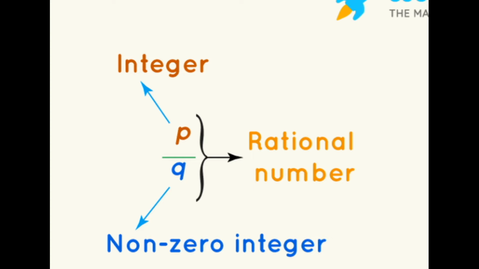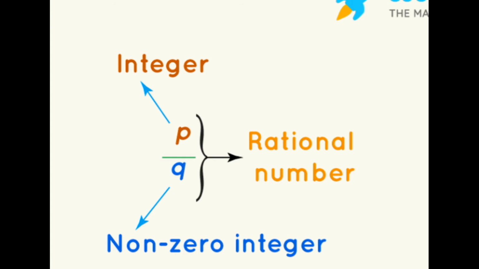Any rational number can be written as a fraction, p by q, where p and q are integers. The only restriction is q should not be 0, since division by 0 is undefined. So, the rational number circle is on top of the integer circle.